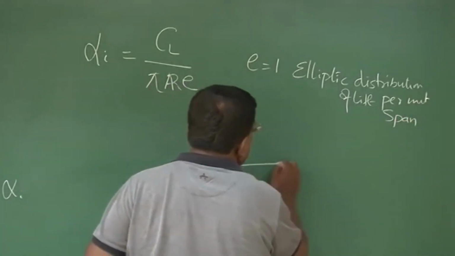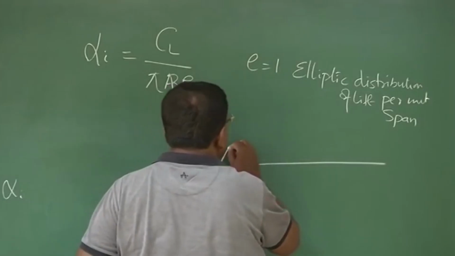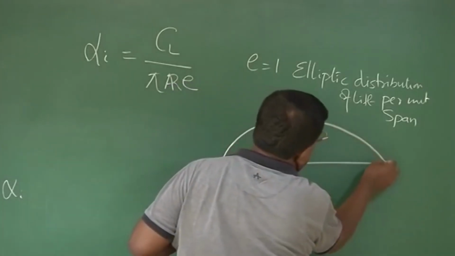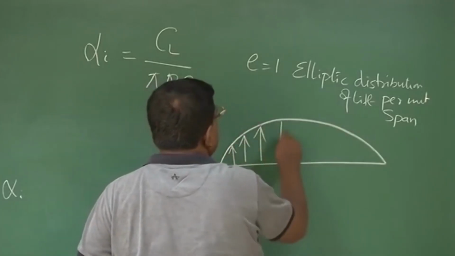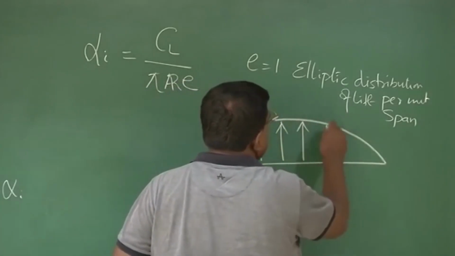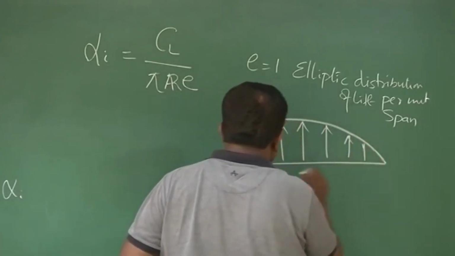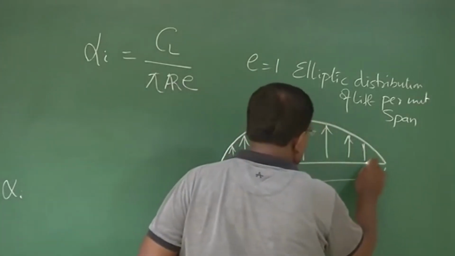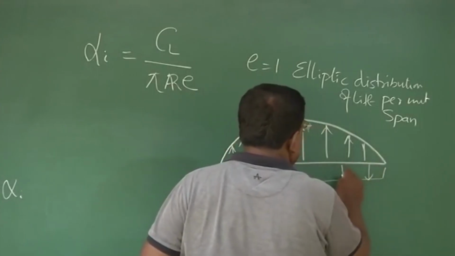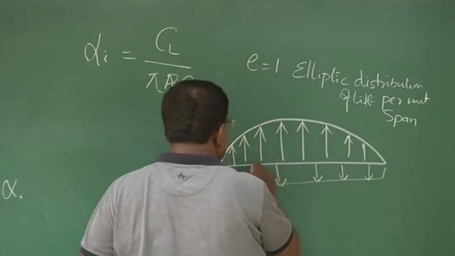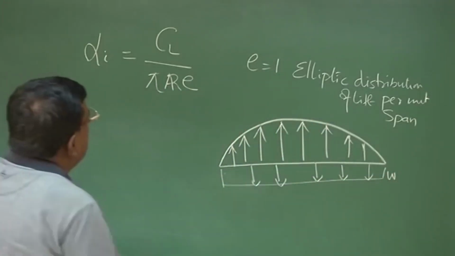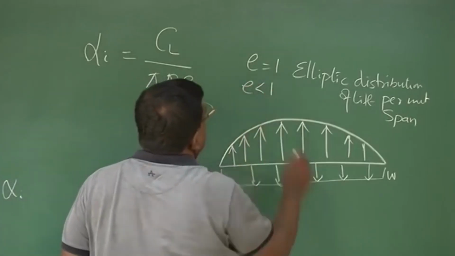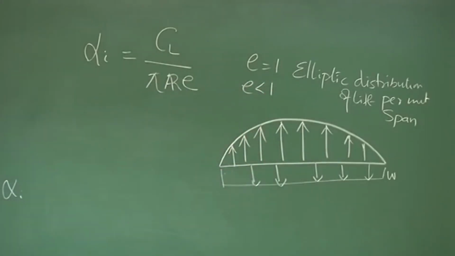That is, if I draw it, you'll find this is typically an elliptic distribution of lift. Any standard textbook has this information in detail, and at the bottom I am writing the downwash component, denoted by W, right? And of course, e is less than 1 for anything which is non-elliptic.